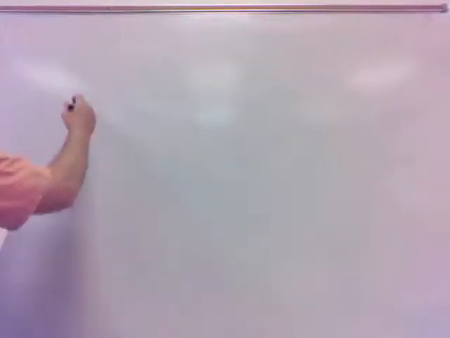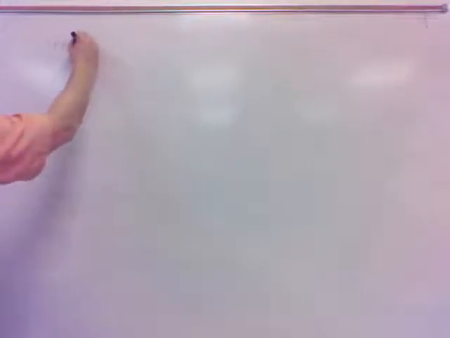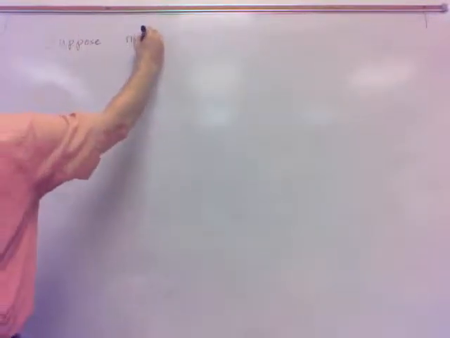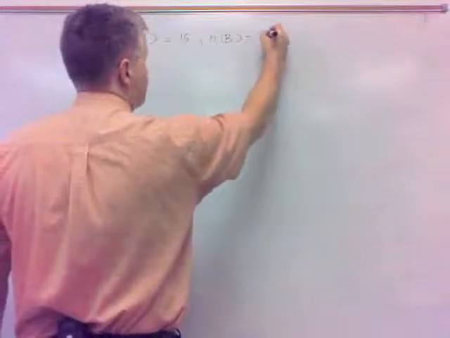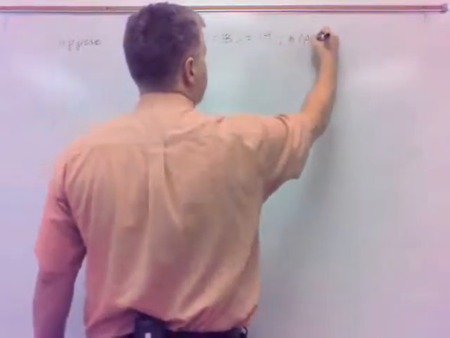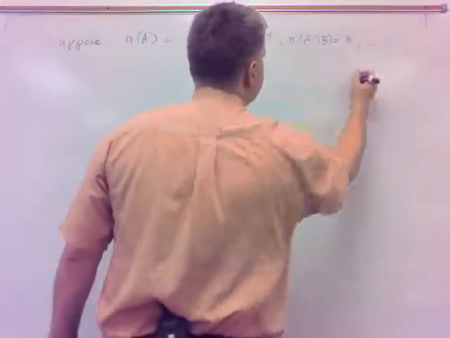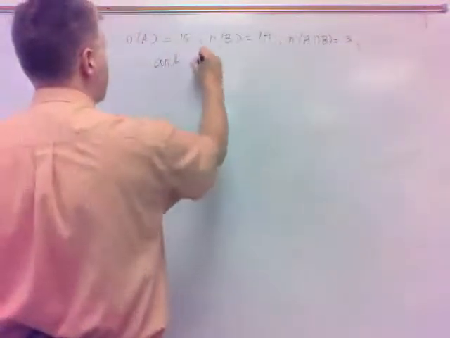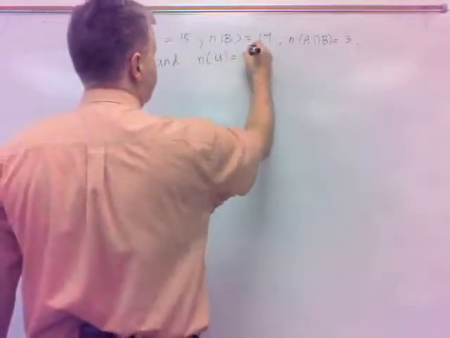All right, let's look at another problem here. Going back to Venn diagrams and another problem, we can work on that. Let's suppose the number in A is 15. The number in B is 19. And the number in A intersection B is 3. And one last detail, the number in the union is 40.